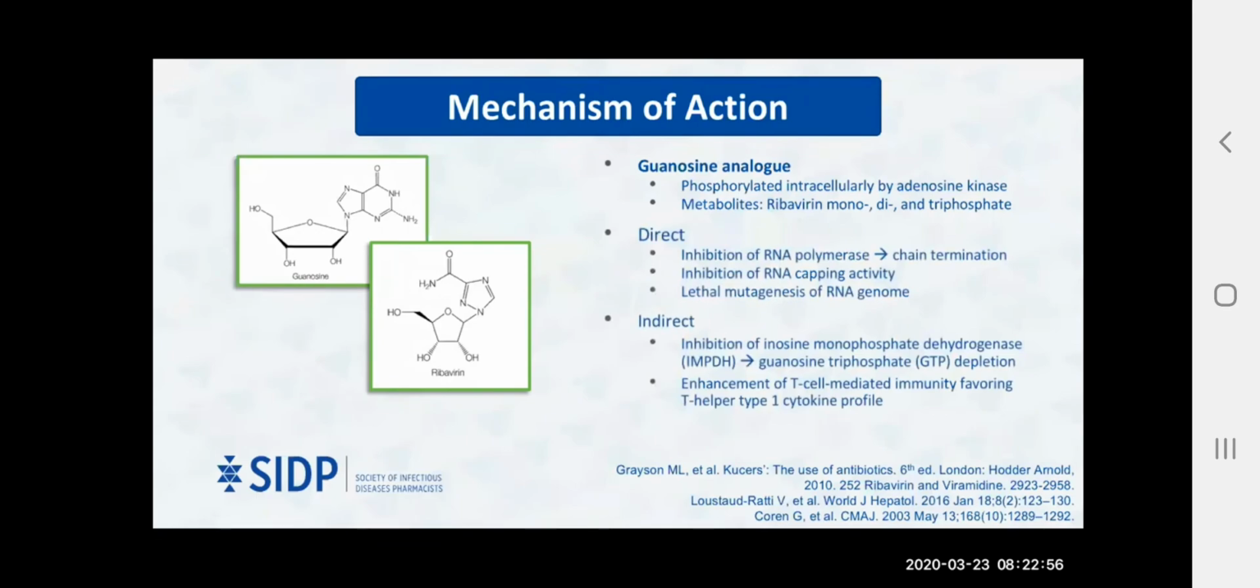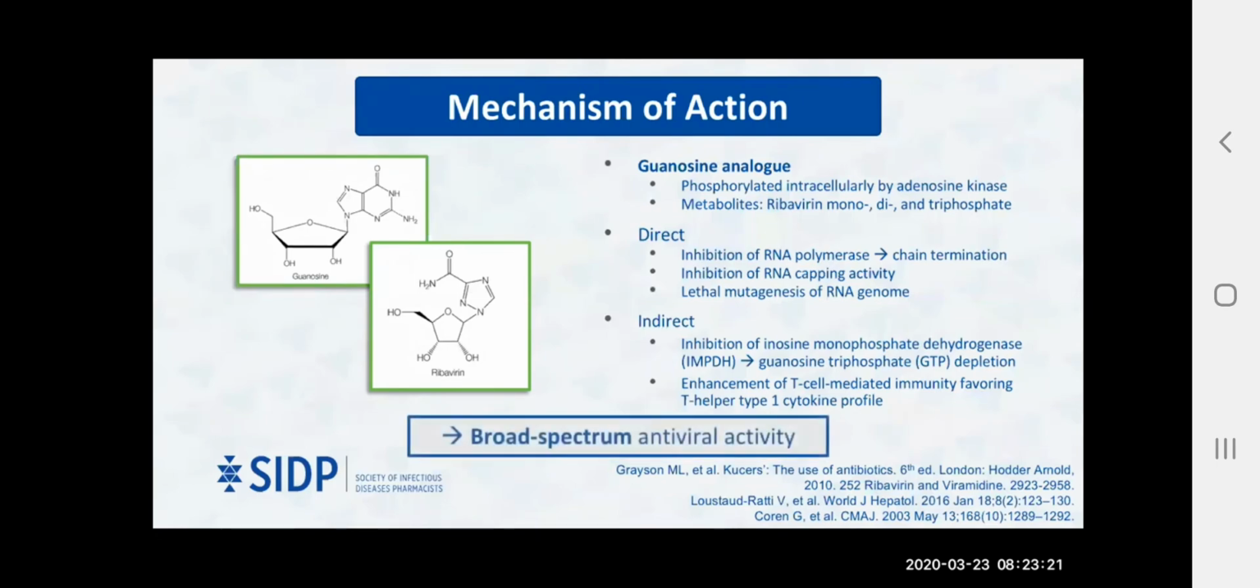Indirect mechanisms of action include inhibition of inosine monophosphate dehydrogenase, or IMPDH, which leads to a depletion of guanosine triphosphate, or GTP, inside the cell. It also seems to have an immunomodulatory effect and enhances T-cell mediated immunity in favor of T helper type 1 cytokine profiles, which can help combat certain viral infections. Overall, ribavirin is known for having relatively broad spectrum antiviral activity.